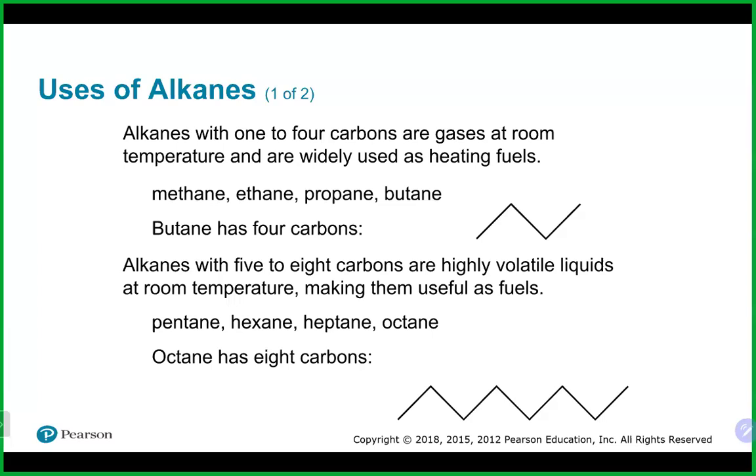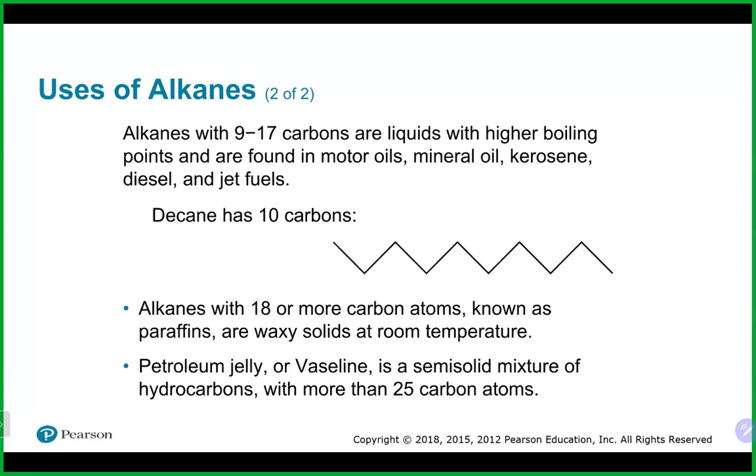Alkanes with 5 to 8 carbons are highly volatile liquids. Volatile means it can go into the gas phase really easily. So even though it starts in the liquid phase, just opening the bottle is enough for it to jump out into the gas phase. As we talked about before, you want to be careful when you're dealing with these because of that property, and they're also very flammable. I usually don't want open flame near any type of organic compound because that's not a great combination. 9 to 17 typically will have higher boiling points.